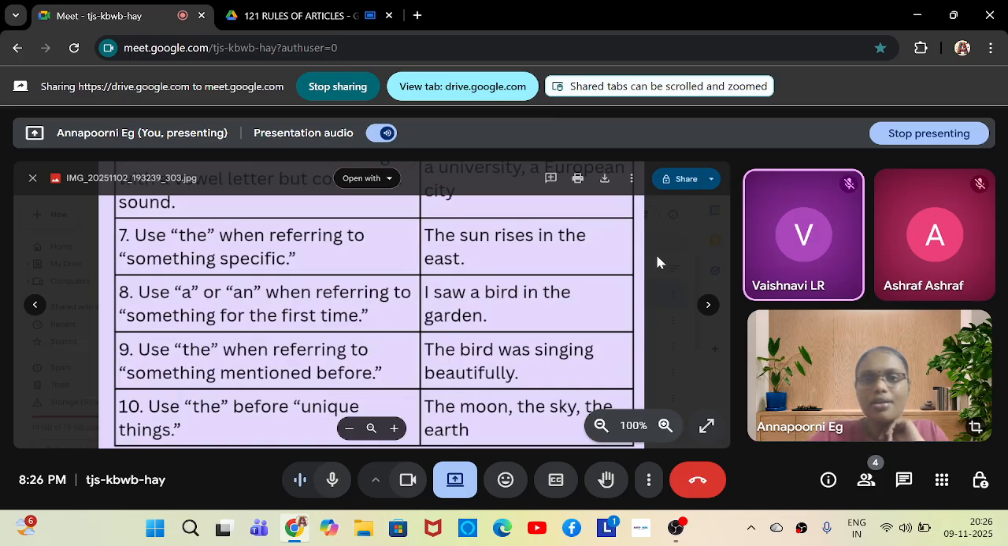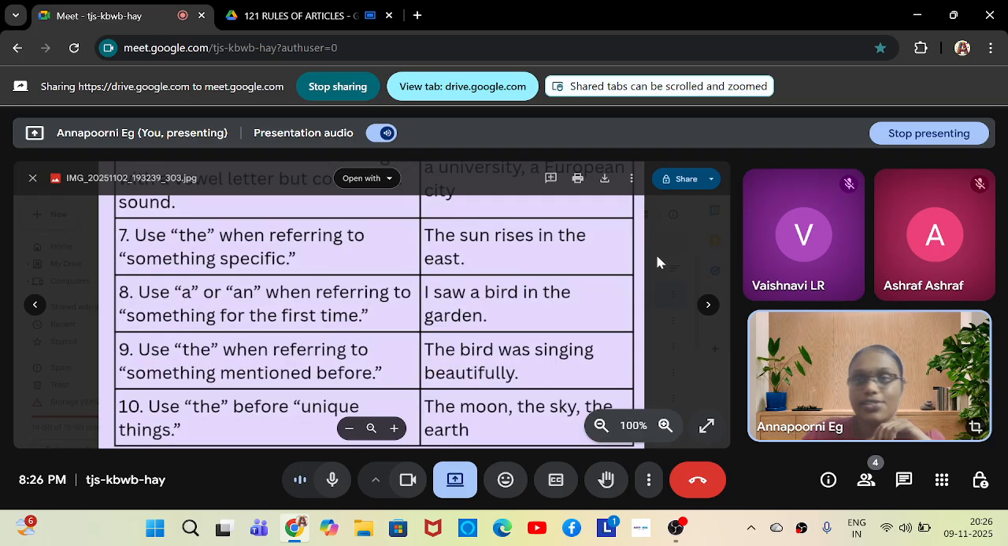Here, what sound is there in bird? So what is the sound in bird? No, no, no. I'm asking what sound bird starts with. So what sound is that? Consonant sound. So I saw a bird. So you are using a.